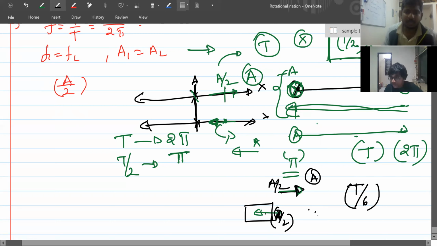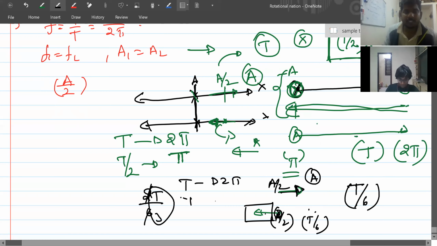T by 6 plus T by 6, what is the value? 2T by 6, so T by 3 will be the time difference. For T it is 2 pi. For T by 3, how much will the answer be? So 2 pi by 3 will be there. Got it? Is the answer 2 pi by 3?